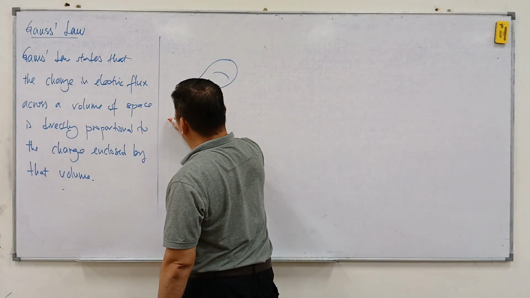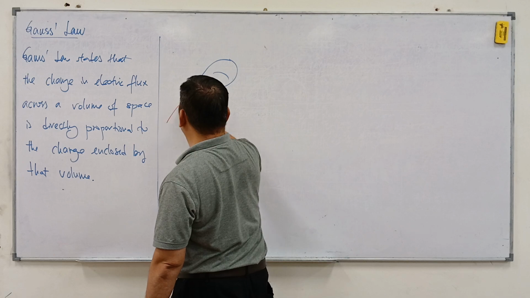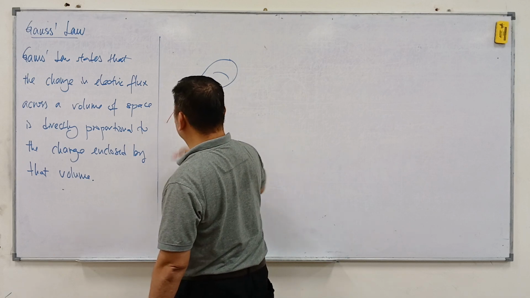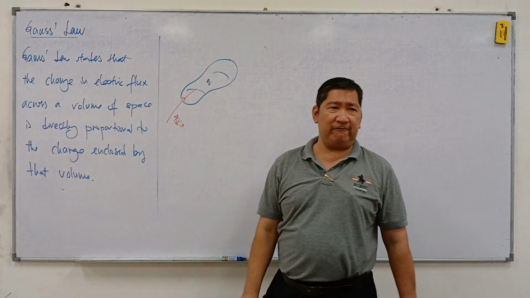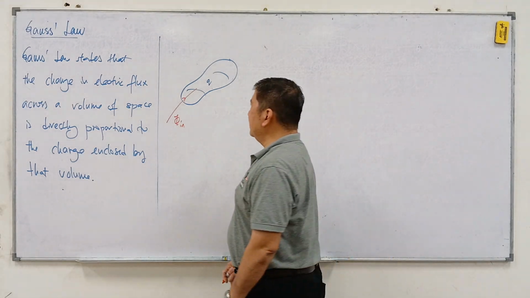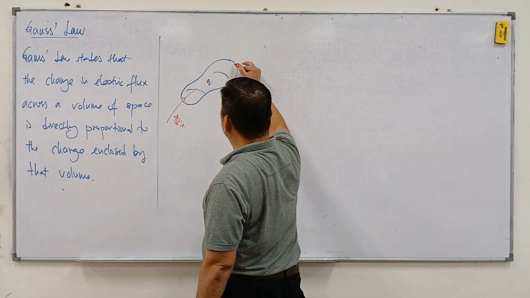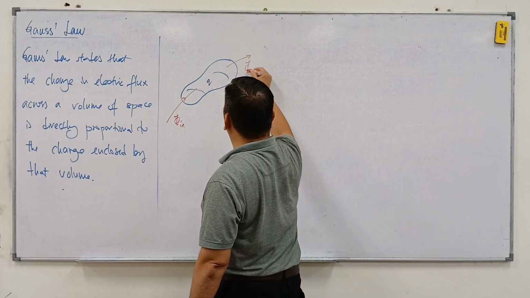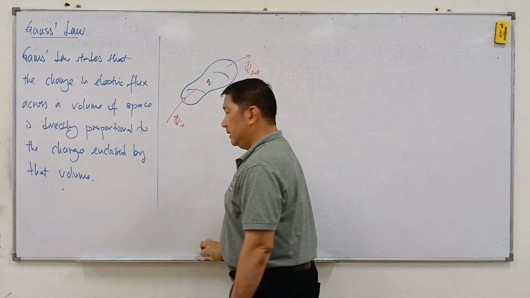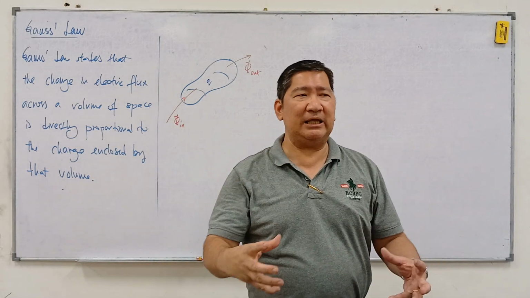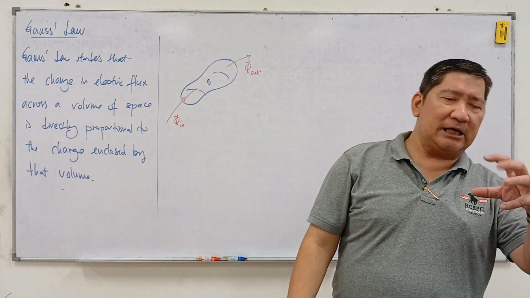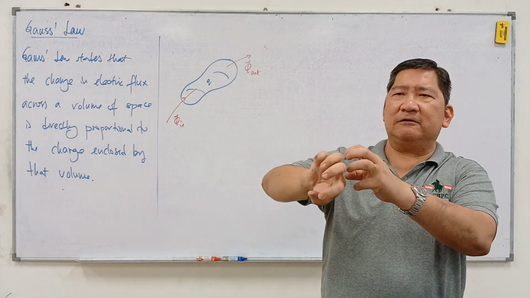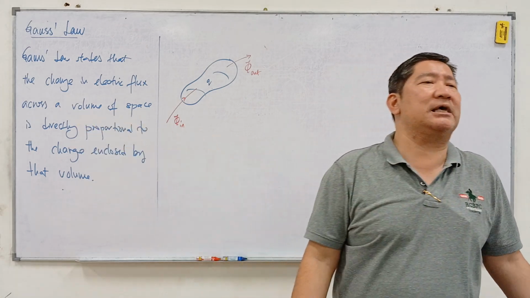There is flux entering the volume. We call this one phi in. Okay, phi in. And then some part of the object will have phi out. You see, when you put something inside a field, at a certain part of the object the field enters, right? And then at another part of the object, the field comes out from the same object.